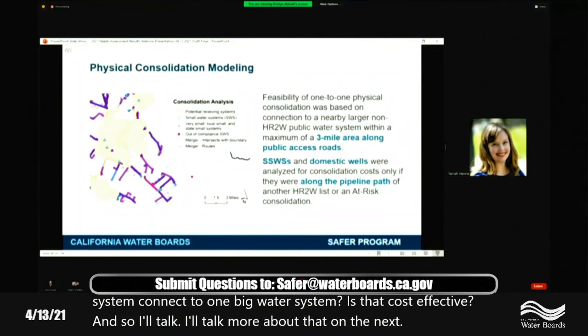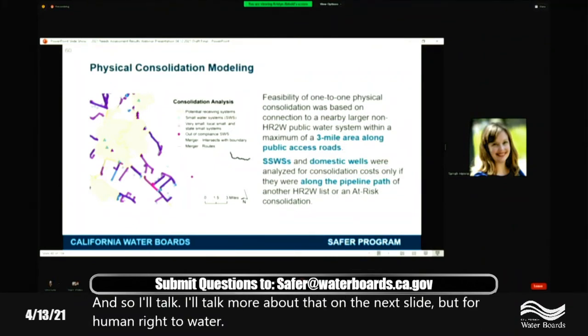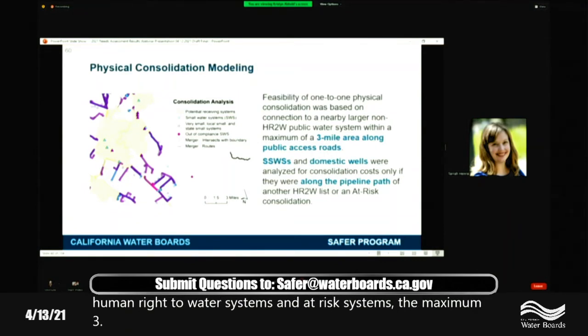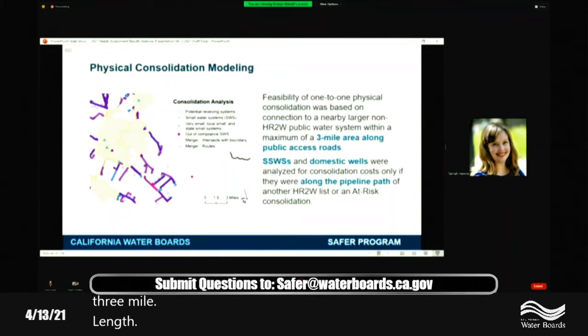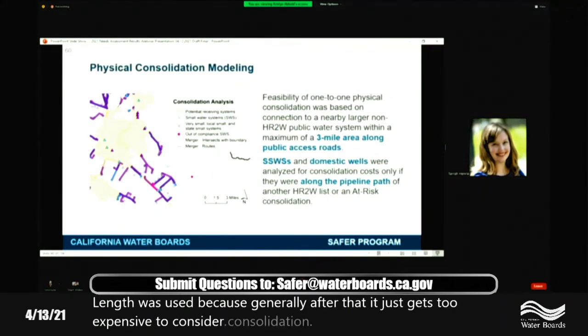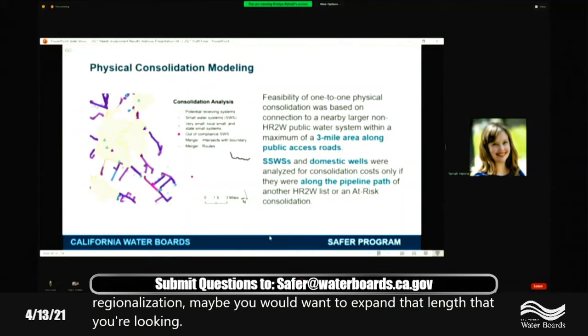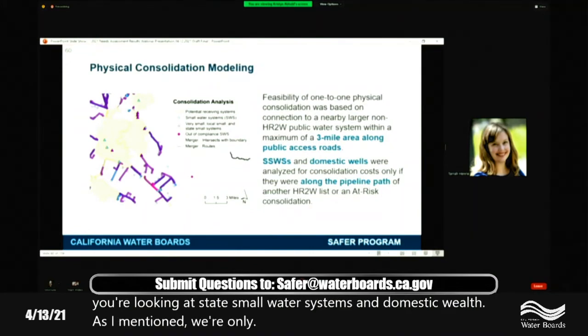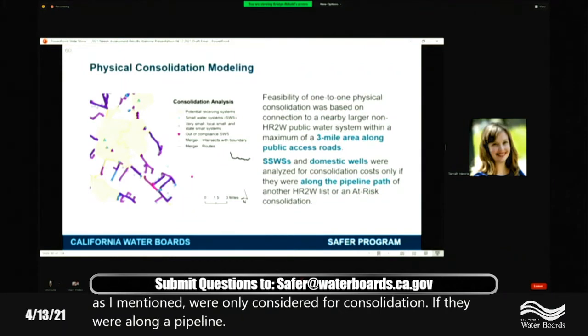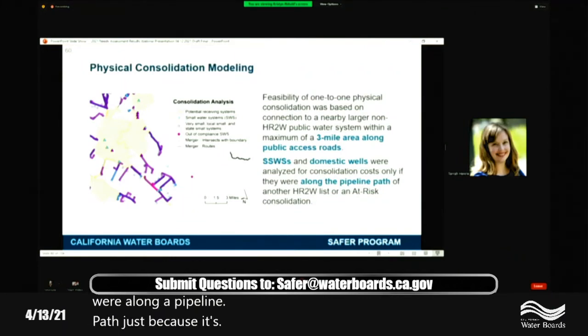But for human right to water systems and at-risk systems, the maximum 3-mile length was used because generally after that it just gets too expensive to consider consolidation. But if you start looking at regionalization, maybe you'd want to expand that length. State small water systems and domestic wells, as I mentioned, were only considered for consolidation if they were along a pipeline path, just because it's too expensive generally. Next slide.